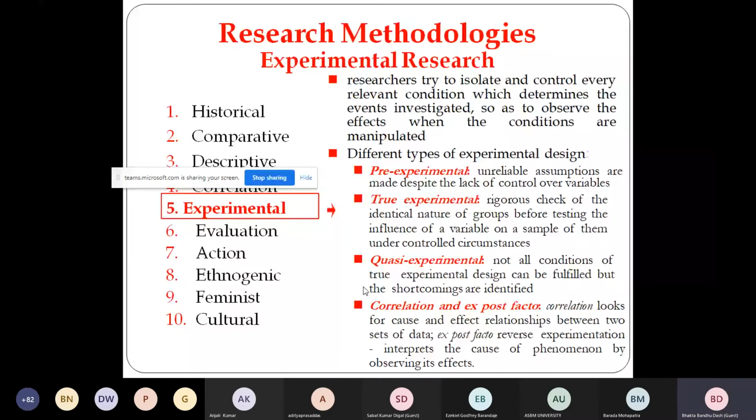Then you talk about ex post facto research, which is just the reverse. That means, normally, considering the independent variable, we analyze the dependent variable. But here it is the reverse. Considering the dependent variable, we analyze what the independent variable is, what the cause is. So it's a reverse modality. That is why it is called ex post facto research.